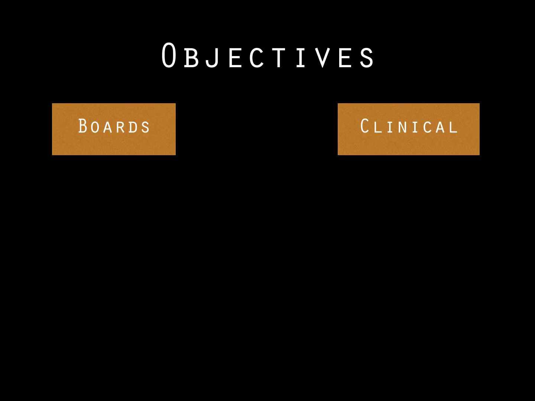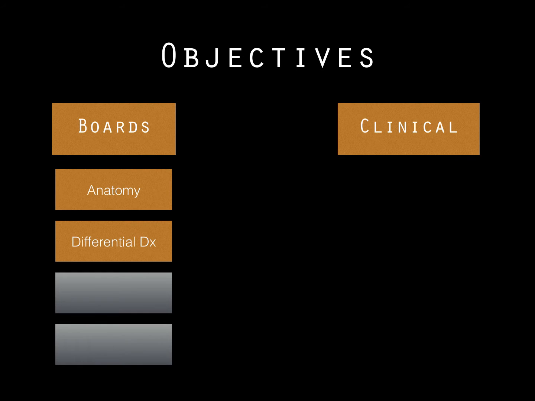Now, there are two main objectives here. One is to prepare you for boards, because clearly you can't go into third year without passing your boards. And the second is to prepare you clinically for third year. It doesn't do you much good to do well on boards if you don't know anything clinically, right? So we really need to do both. Dizziness is not a particularly high yield topic for boards, so we're really going to just try to review the anatomy and the basic differential diagnosis for a dizzy patient.